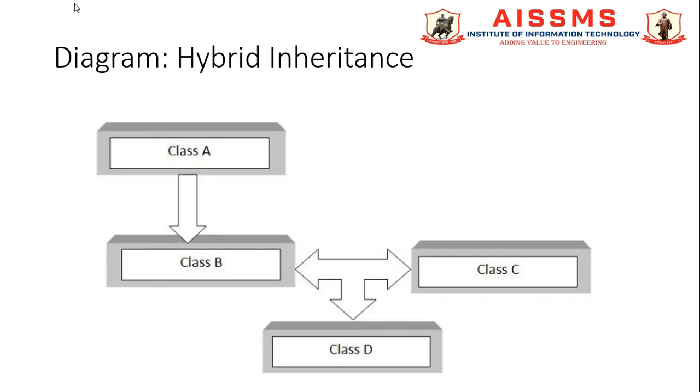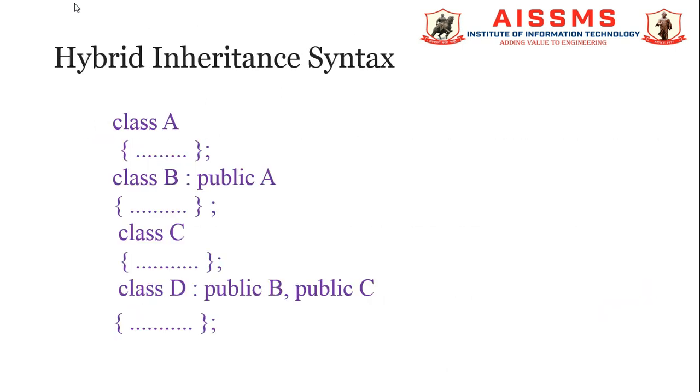There is a little bit of ambiguity in hybrid inheritance because, as we have studied a list of inheritance types, single, multiple, multi-level, hierarchical. In hybrid inheritance, multiple copies of the members of the superclass can exist in the derived class. Let us take one example about hybrid inheritance. This is the general syntax of hybrid inheritance.